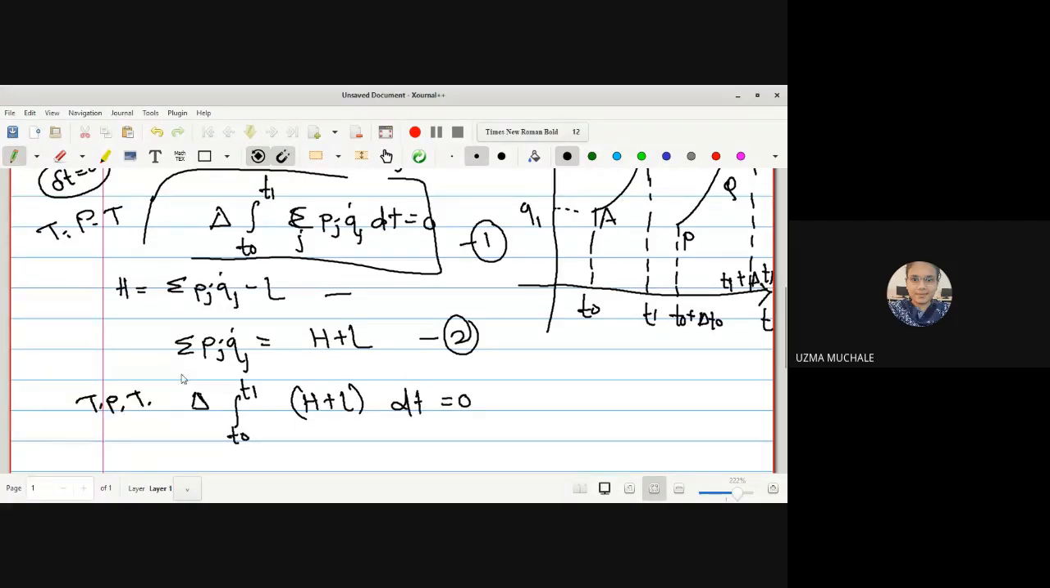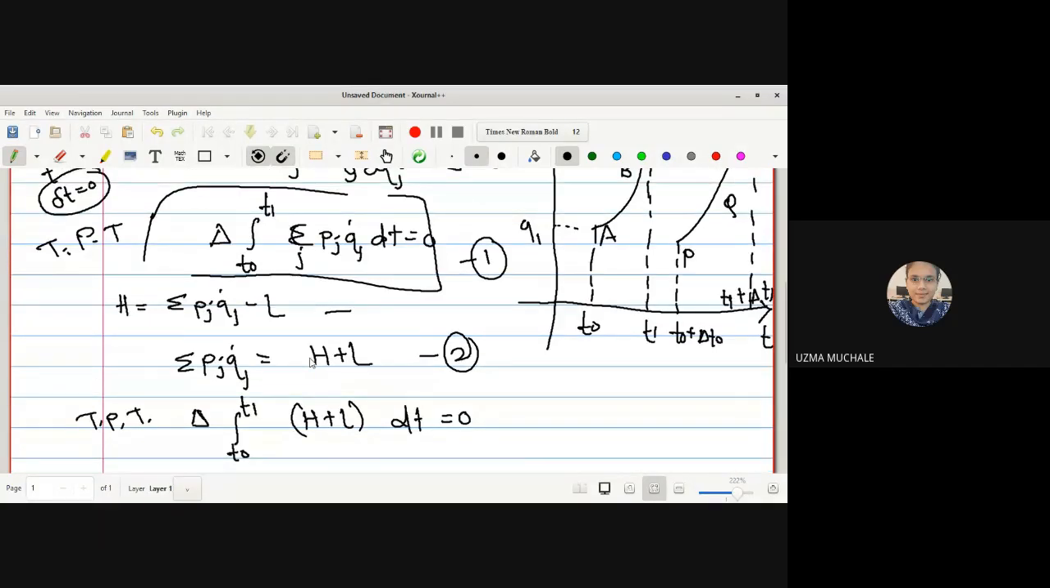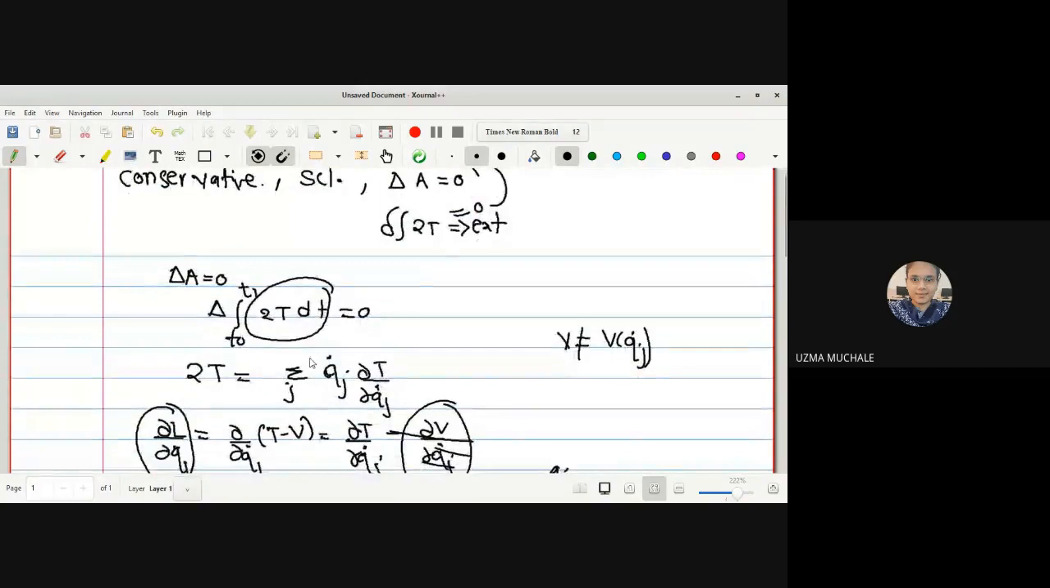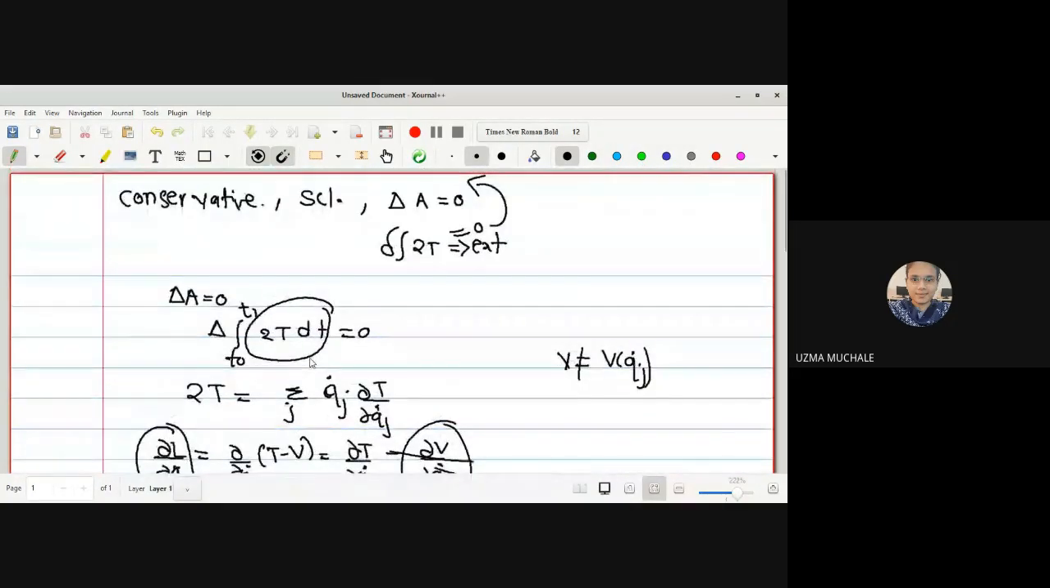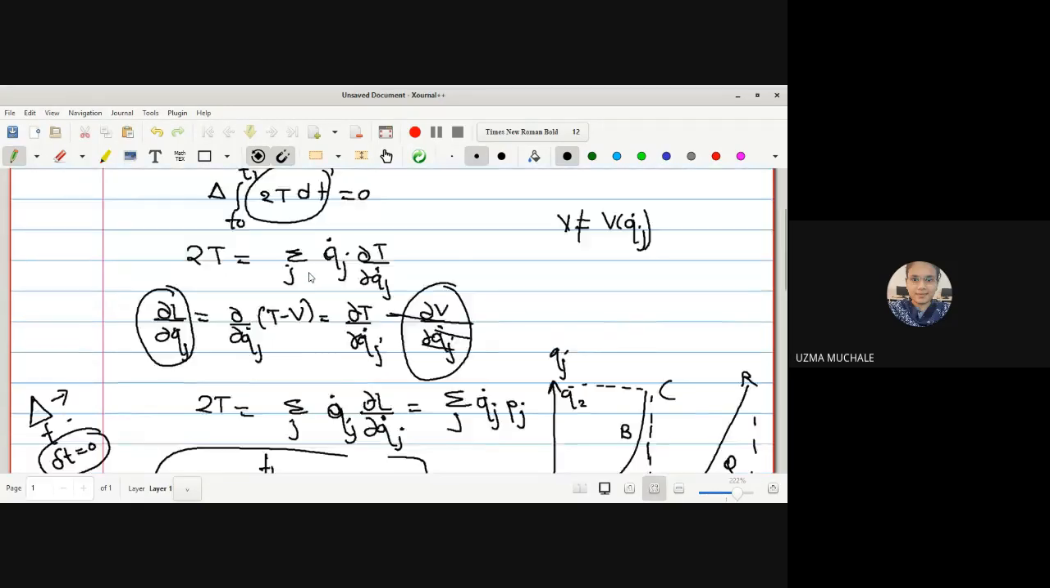To prove that. Right, so have you understood up to this step? What is our aim to prove in the conservative scleronomic system? Delta variation in action is zero. Okay, anyone else having a doubt?